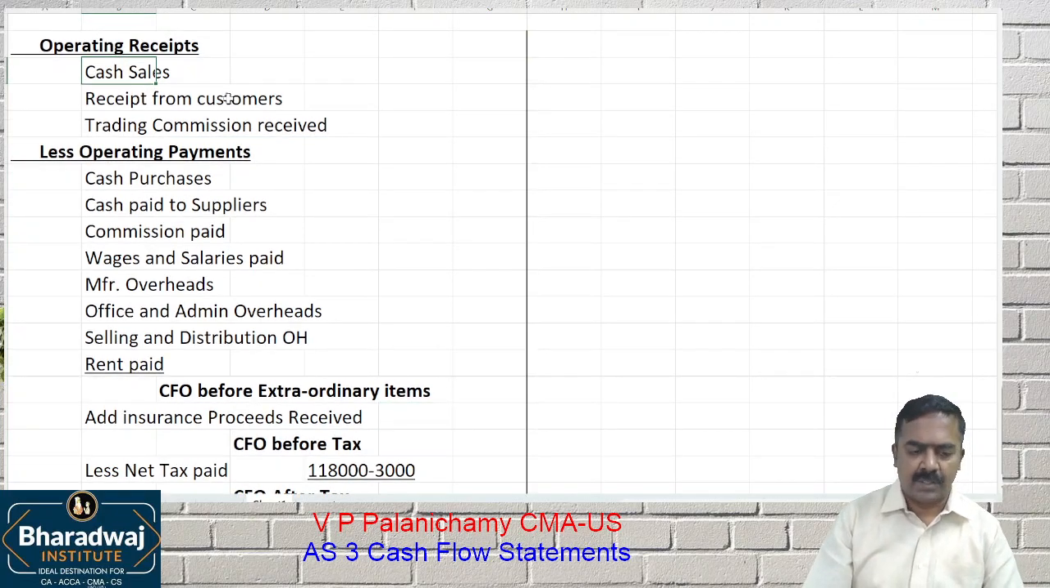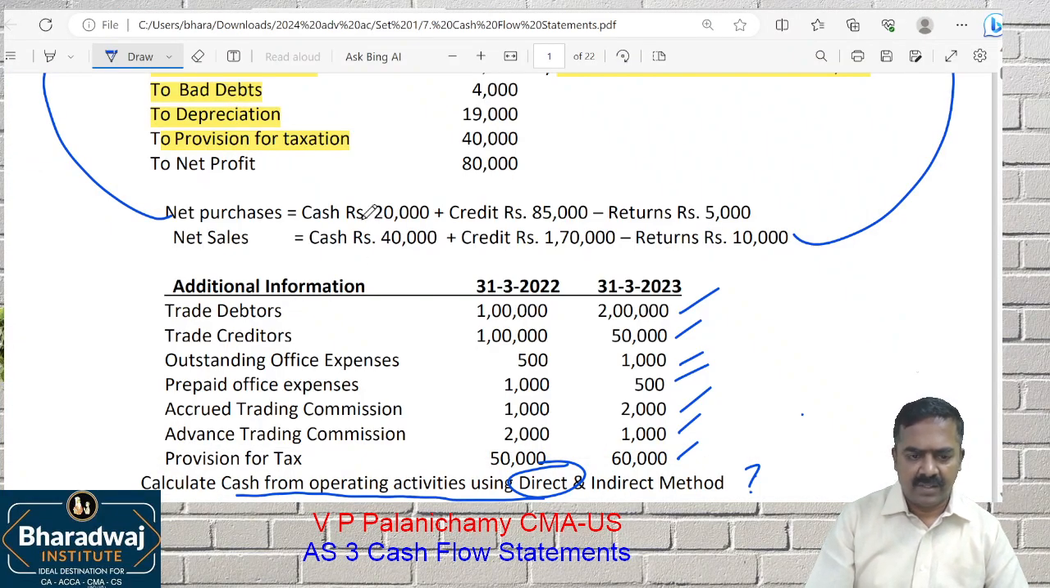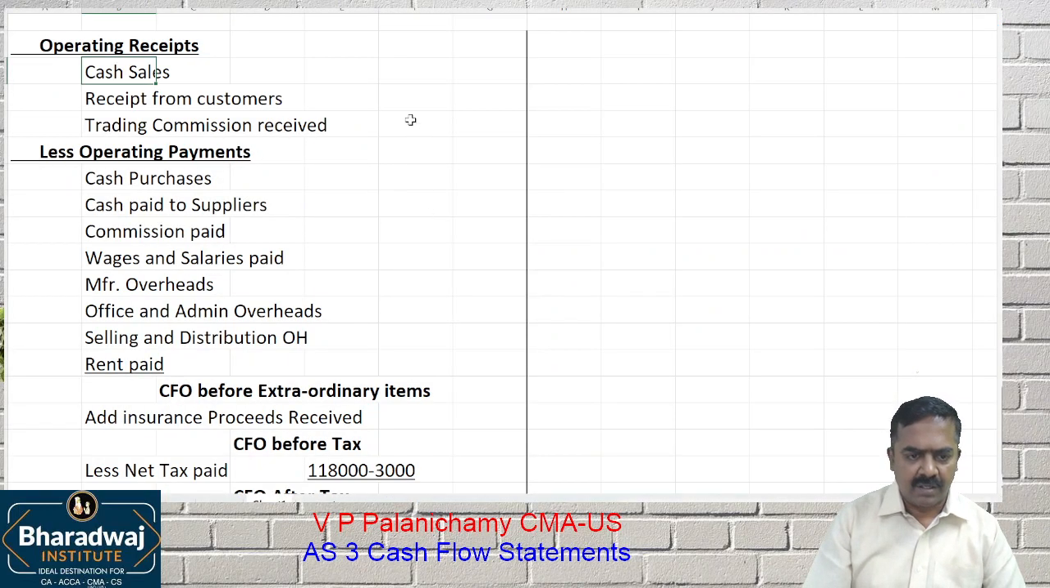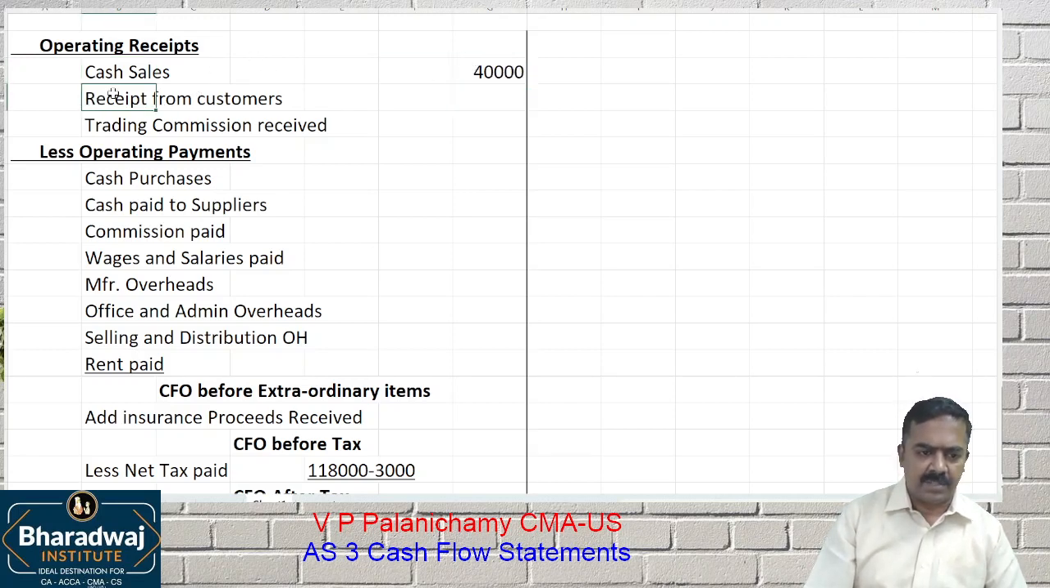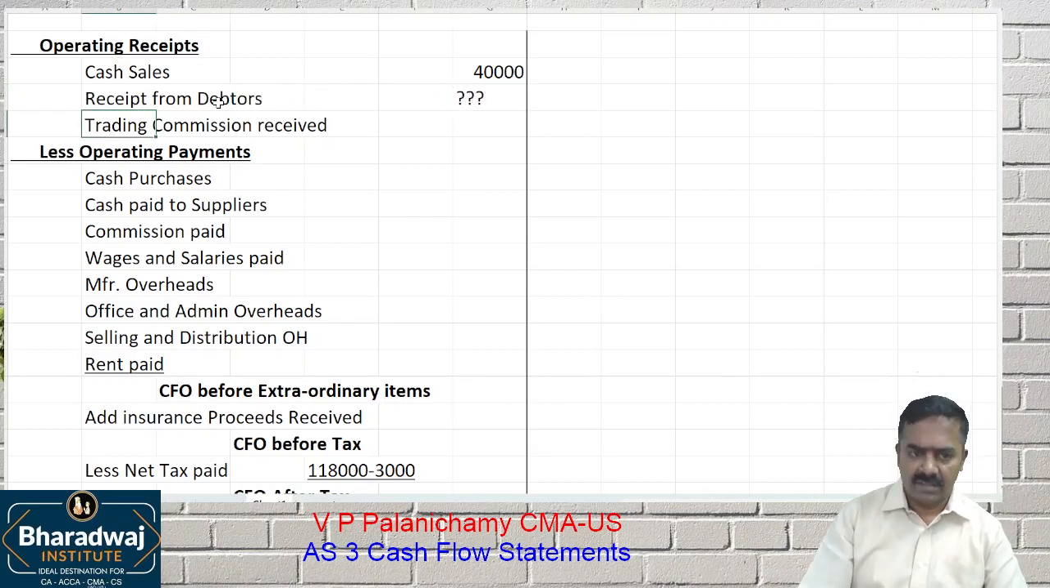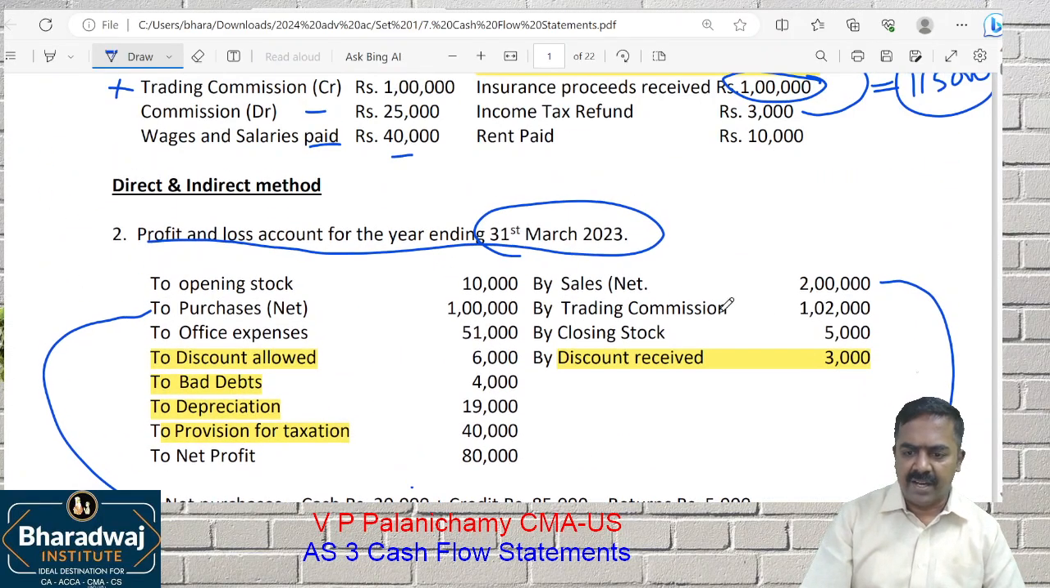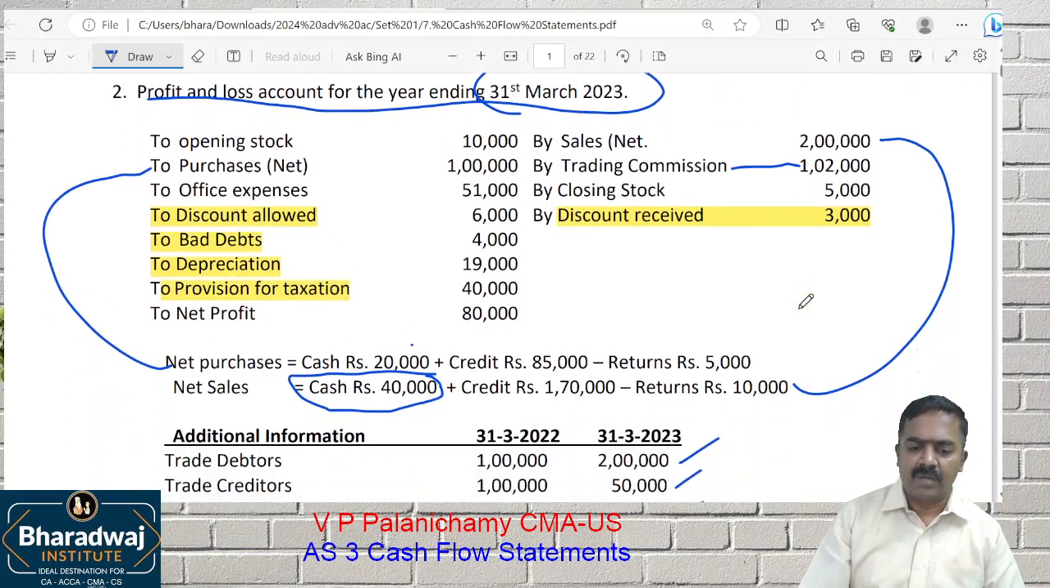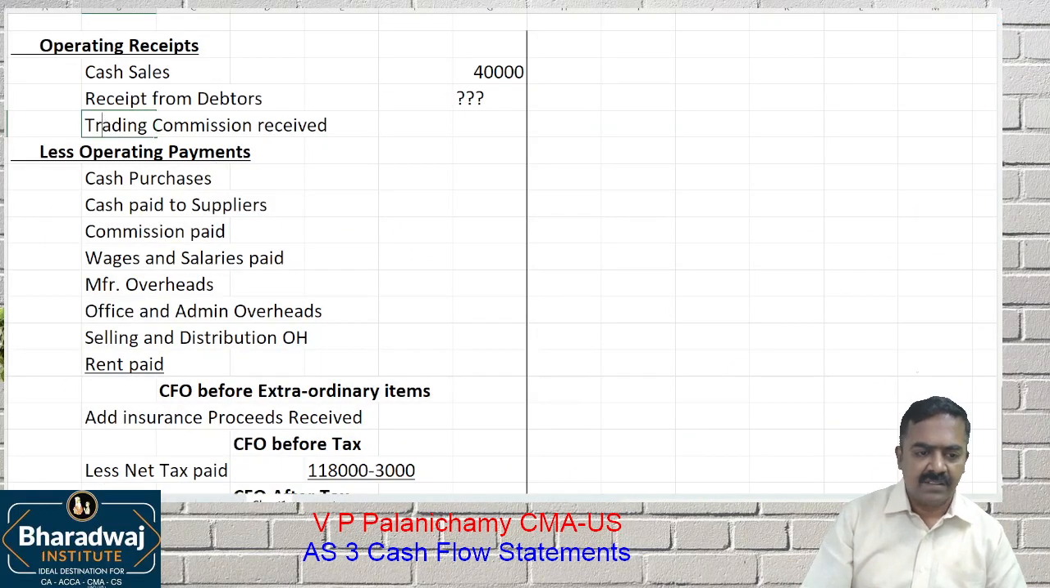Cash sales is given to us in the question. Where is it given? Cash sales, how much is given? 40,000. Cash sales 40,000 is given in the question. Receipt from customers means receipt from debtors. Receipt from whom? Debtors. Is it given in the question? Credit sales is given. Will you take credit sales or receipt from customers? This we have to work out. Trading commission is given. This is accrued. But we want received. For the cash flow statement, what is received we have to work out.